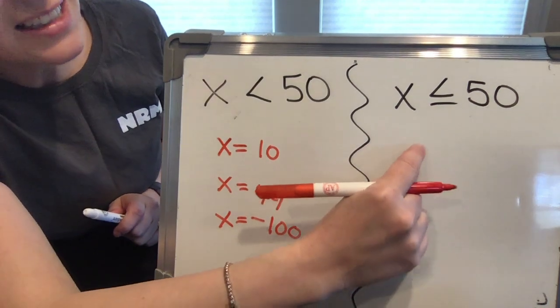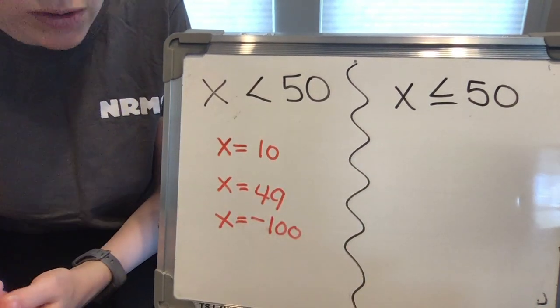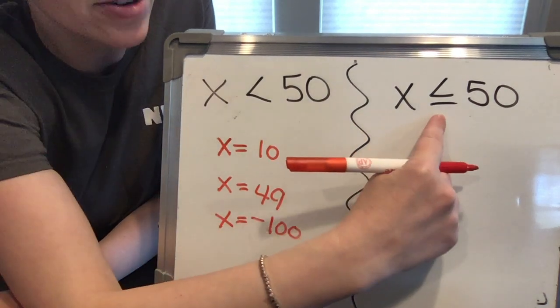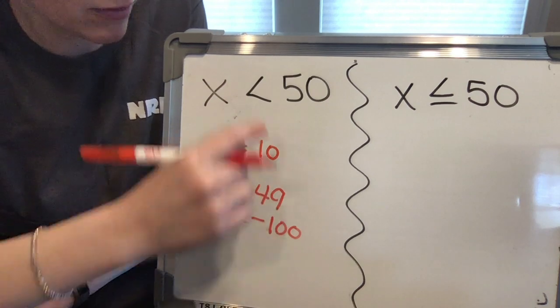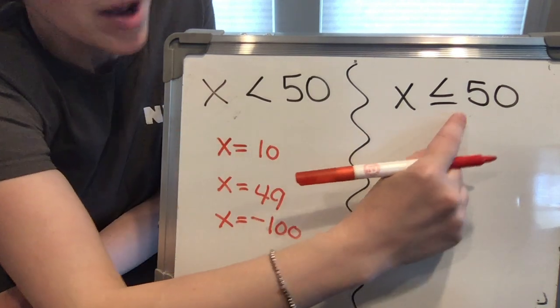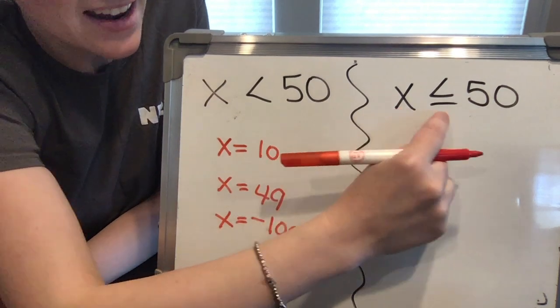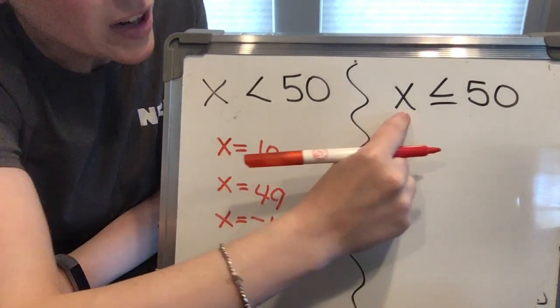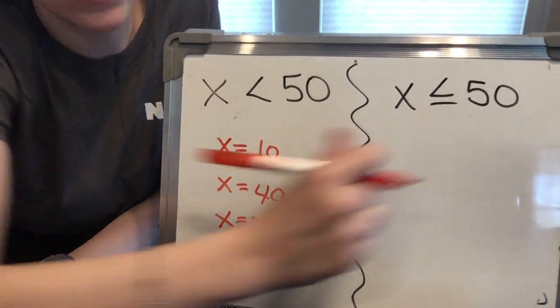So the next category that I wanted to talk about was when something is less than or equal to something. This says x is less than or equal to 50. That means all of the solutions that I came up with for being less than 50 can work because we see this less than sign. So we could use a 10. 10 is less than or equal to 50. 49 is less than or equal to 50. And negative 100 is less than or equal to 50.